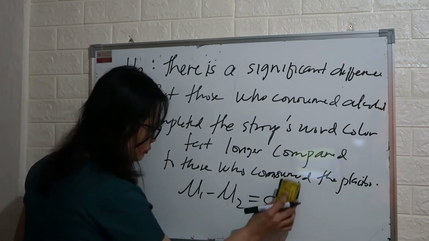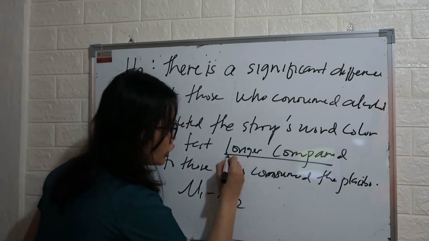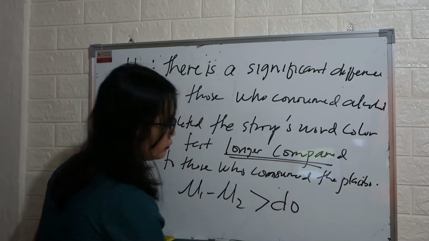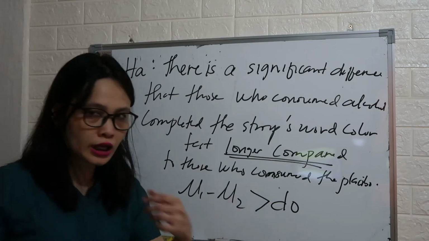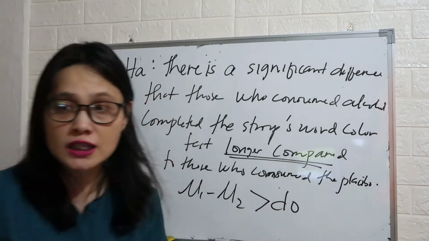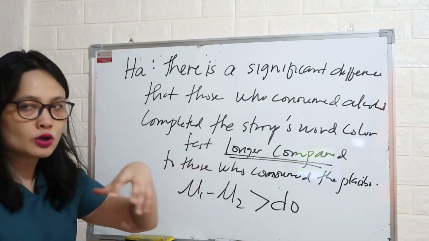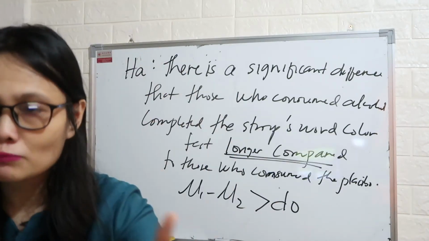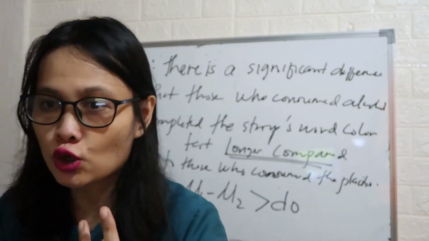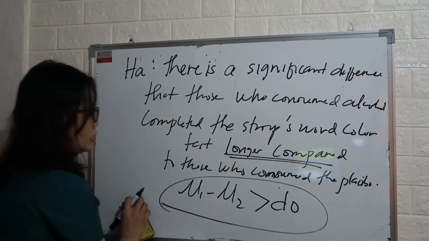So your symbol will be mu1 minus mu2 greater than the hypothesized difference of two means. So you do have your HO and then HA. After that, we can now identify your statistic. So this is your HA. Take note of this one.